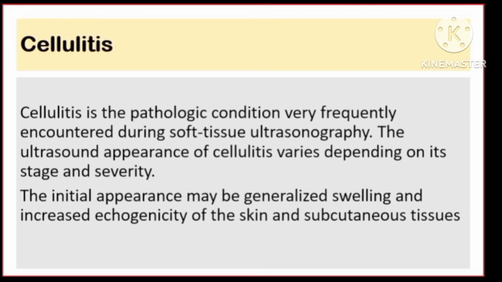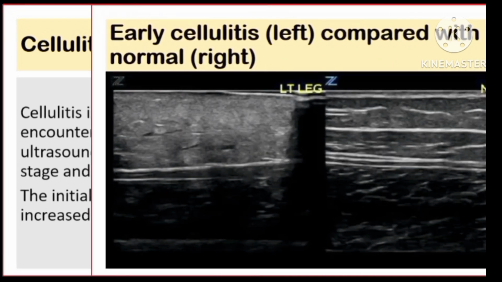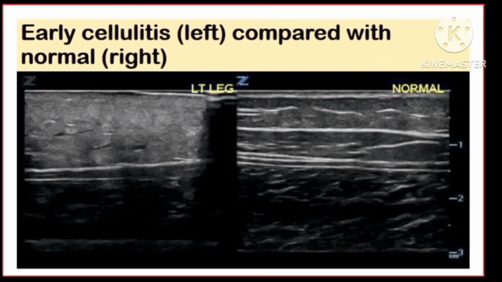Then we'll talk about cellulitis. Cellulitis is a pathologic condition very frequently encountered during soft tissue ultrasonography. The ultrasound appearance of cellulitis varies depending on its stage and severity. The initial appearance may be generalized swelling and increased echogenicity of the skin and subcutaneous tissues. This ultrasound image shows early cellulitis on the left compared with normal soft tissue on the right.